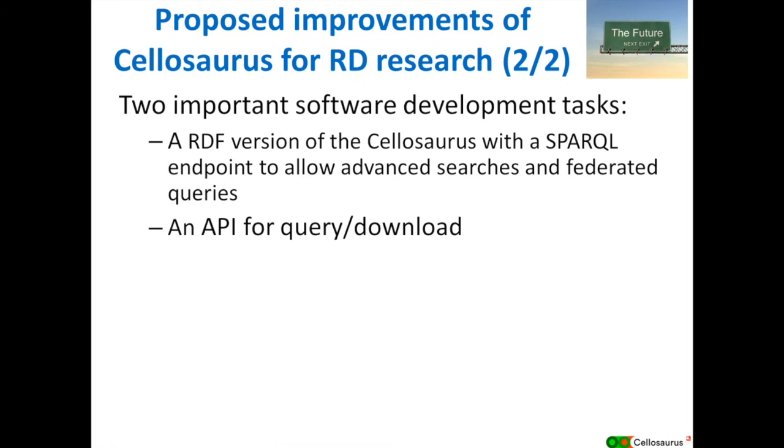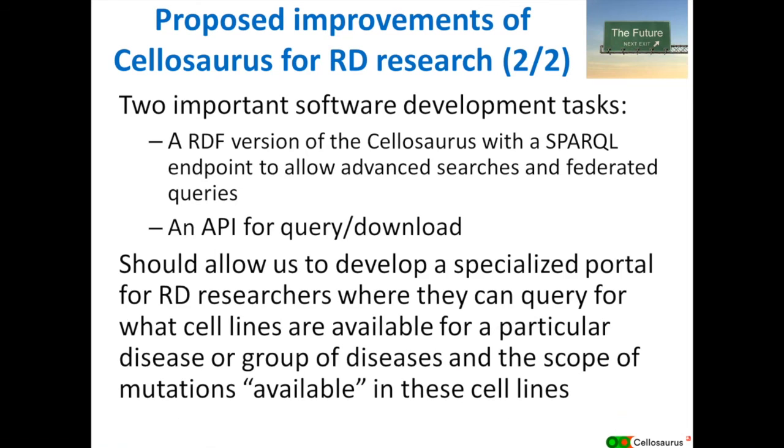The second type of thing we should add is some software development tasks which are not going to be useful only for rare disease, but for everyone. We want to develop an RDF version of Cellosaurus with a SPARQL endpoint. This allows advanced search and federated queries. You saw the type of search we can make in Wikidata. When there will be a SPARQL endpoint for Cellosaurus, those types of queries can be done from inside Cellosaurus and across different resources dealing with rare disease information. And we need an API for query and download of the information in Cellosaurus.